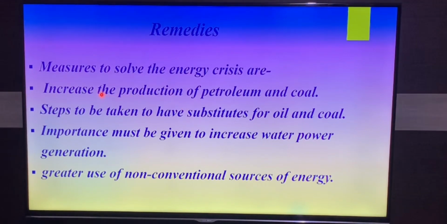So, measures to solve the energy crisis. First one is to increase the production of petroleum and coal. And we have to take steps to use substitutes for oil and coal. Increase the water power generation and the greater use of non-conventional sources of energy.